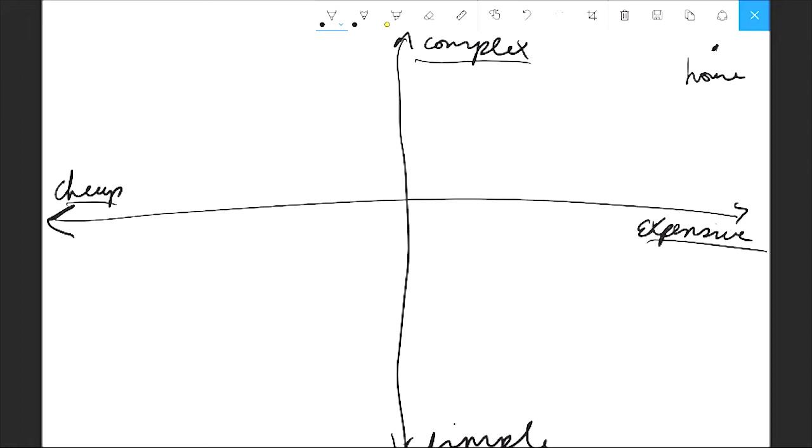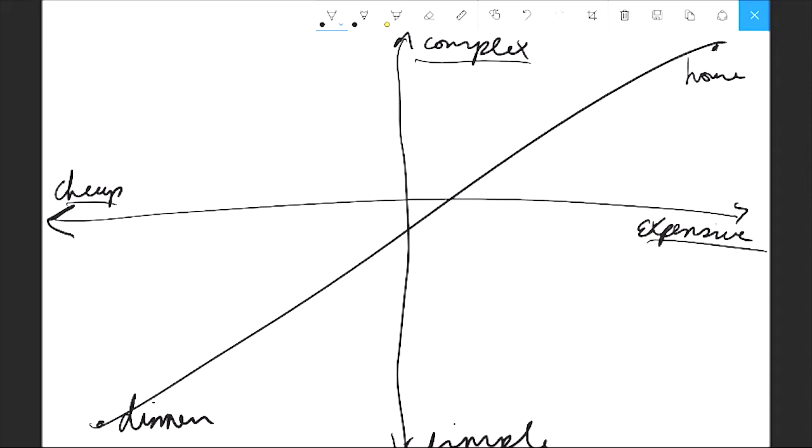Cheap and simple, what's down here? Let's just say that's dinner. Buying dinner is cheap and it's simple. You do it all the time, 4,000 or 5,000 times in your life. Homes, you're going to sell three or four times in your life. Cheap, dinner. Home, complex. Diametrically opposed, opposite sides of the graph, yes?